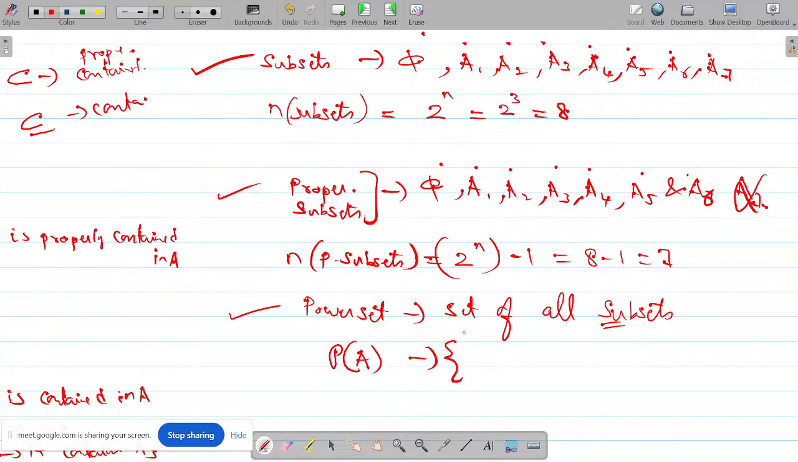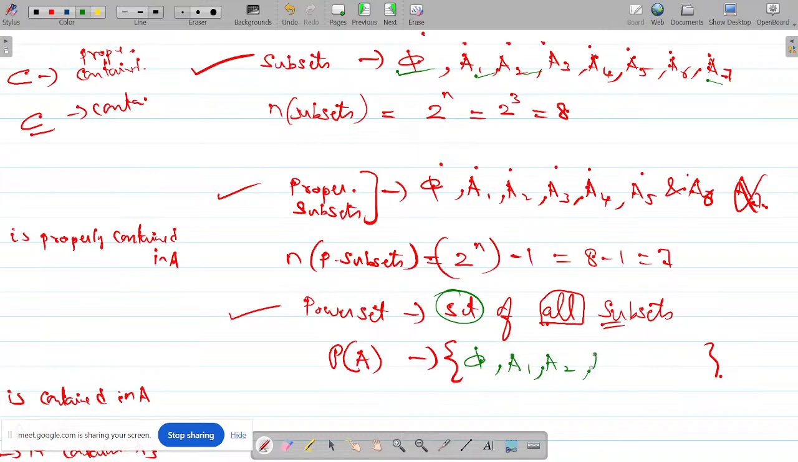So I have to open a bracket. We are mentioning clearly this is a set. Open a bracket, then obviously close a bracket, separated by commas. What will be the elements inside? Set of all subsets. What are the subsets we have? Null set, A1, A2, all the sets. So I have to write everything, which means I'm listing everything.